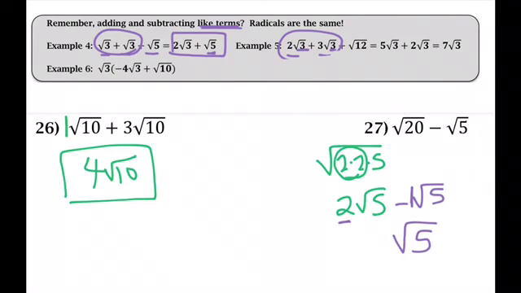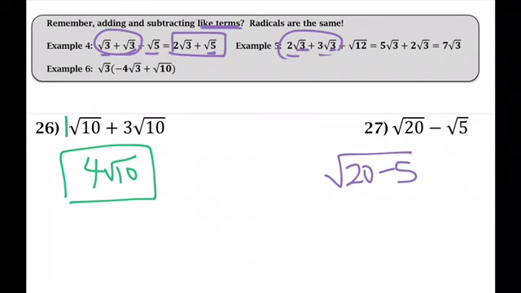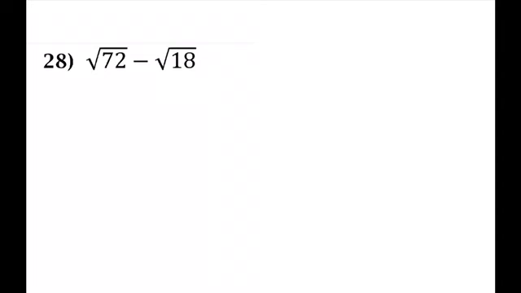One thing you cannot do is say square root of 20 minus 5. This does not work the same way that multiplication works. That's wrong. Okay, pause the video and see if you're able to do number 28. I'll give you a hint. You want to simplify both of those radicals before you do the subtraction.